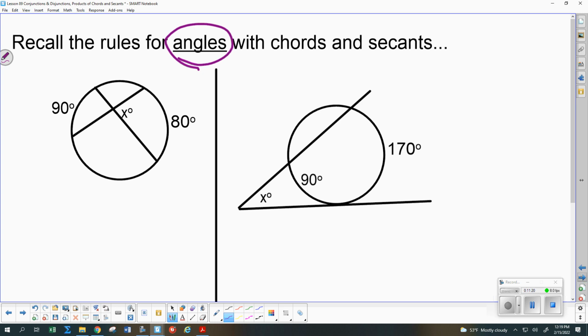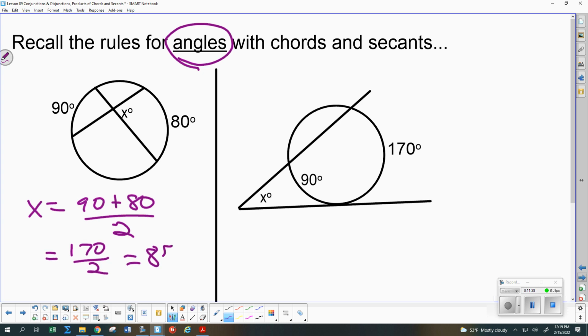Ethan, how does it work if they cross inside? So what would that look like for this one? So let's see, 170 over 2, what's that? 85? So the angle was the arc plus the arc divided by 2. This is for finding angles. What about for the other one, Kip?